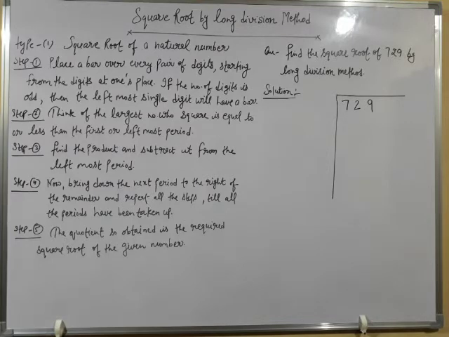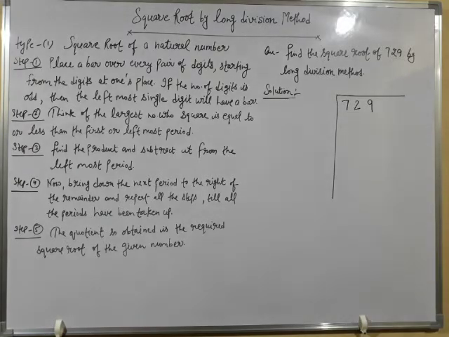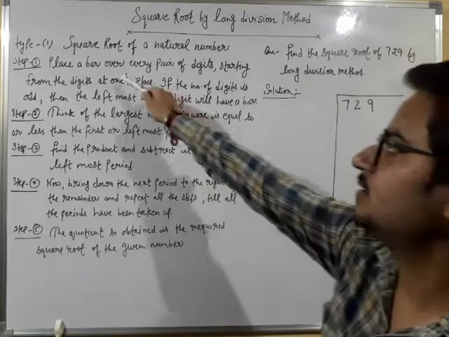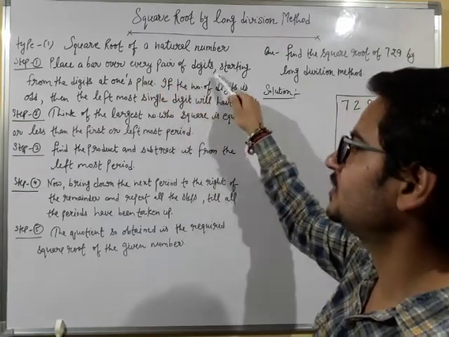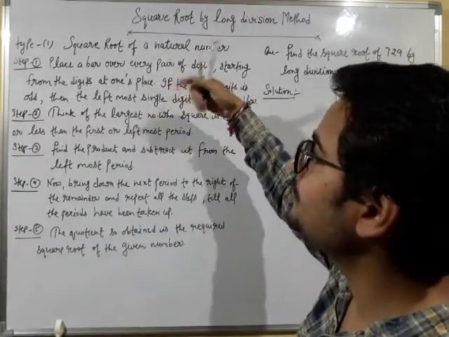This is quite similar to general division, but with a few changes. What are the few changes in the long division method? We will study here today. 729. Now read out the first step. Place a bar over every pair of digits.